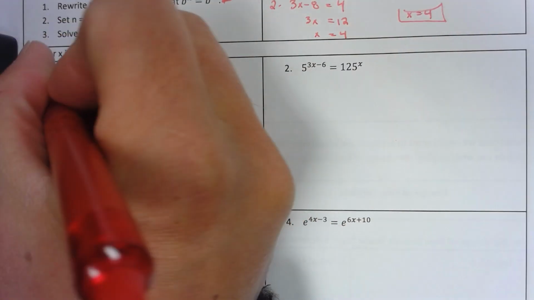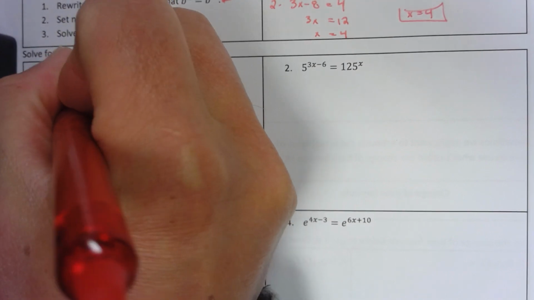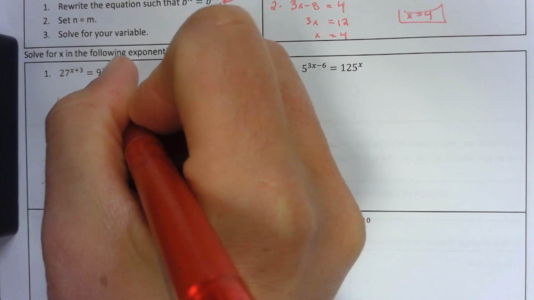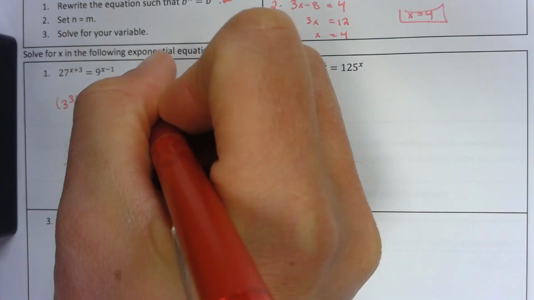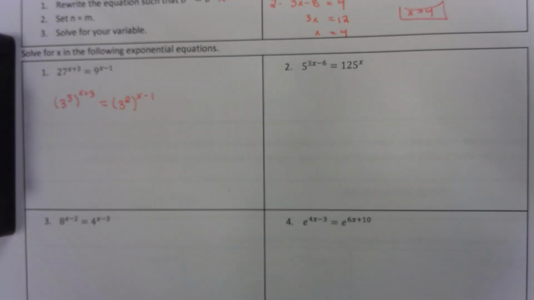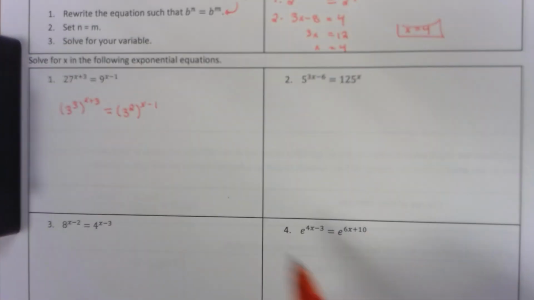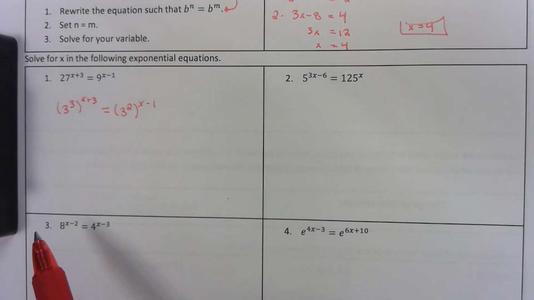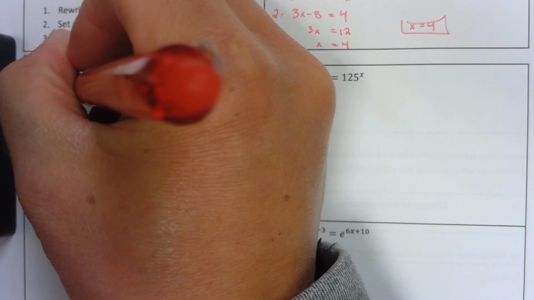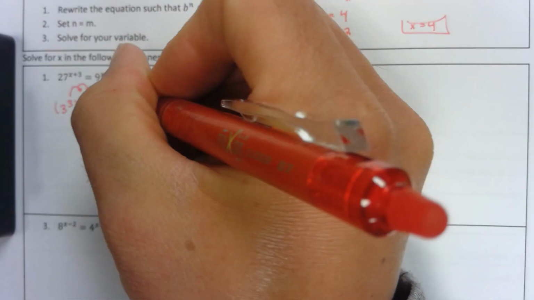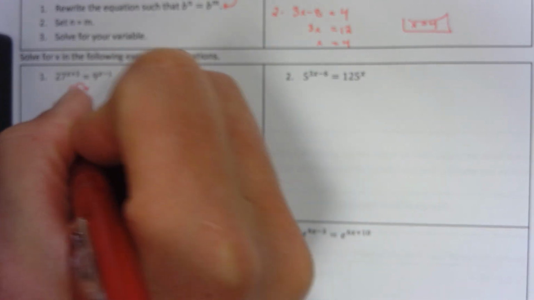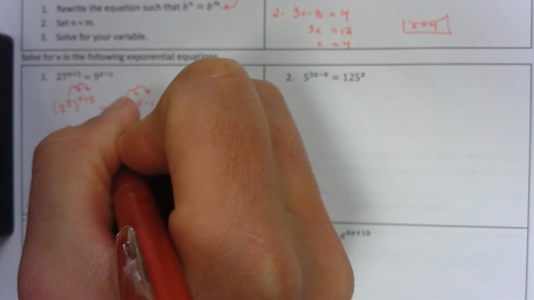Instead of 27, this is 3 cubed. That's still to the power of x plus 3. And instead of 9, I'm going to write that as 3 squared, and that's still to the power of x minus 1. Well, now the bases are the same, but I also have this exponent property of an exponent being raised to another exponent. When that's the case, I multiply those exponents. So this exponent of 3 is going to distribute, and this exponent of 2 will also distribute. So I get 3 to the power of 3x plus 9, and it equals 3 to the power of 2x minus 2.